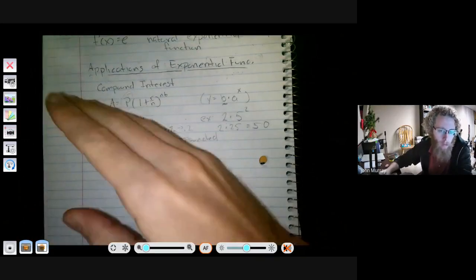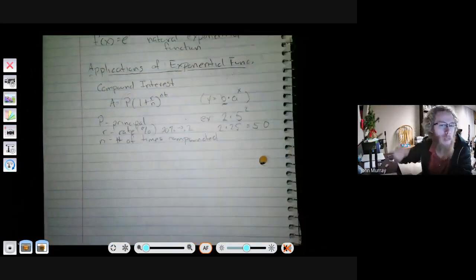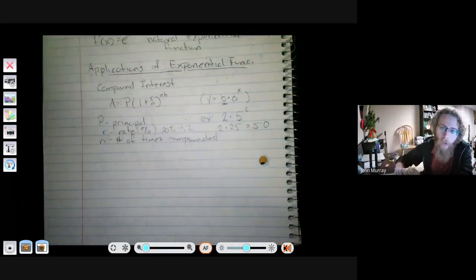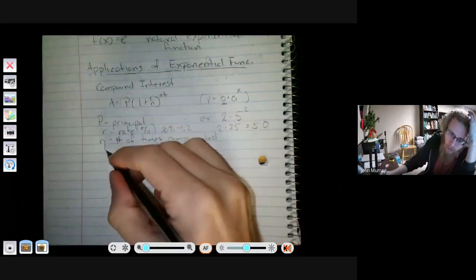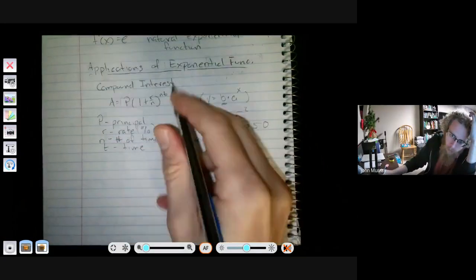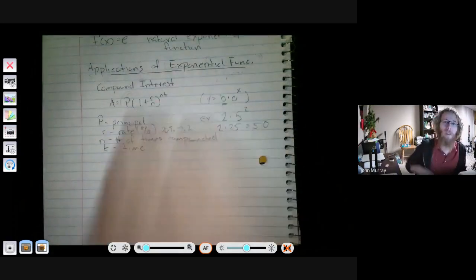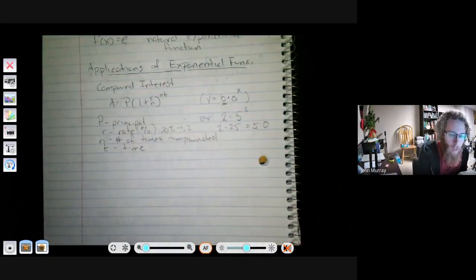Sometimes they compound it shorter. They might compound it monthly, right? So at the end of every month, that interest gets added on. Sometimes they compound it weekly, right? So at the end of every week. And then the T is just time, right? So how long it's in there for, and that's usually in years. So this is one way to calculate interest, okay?